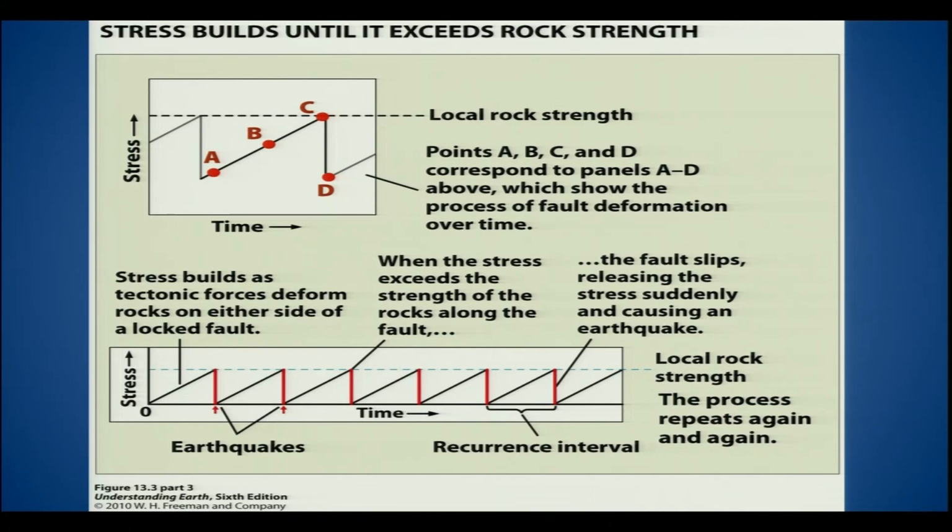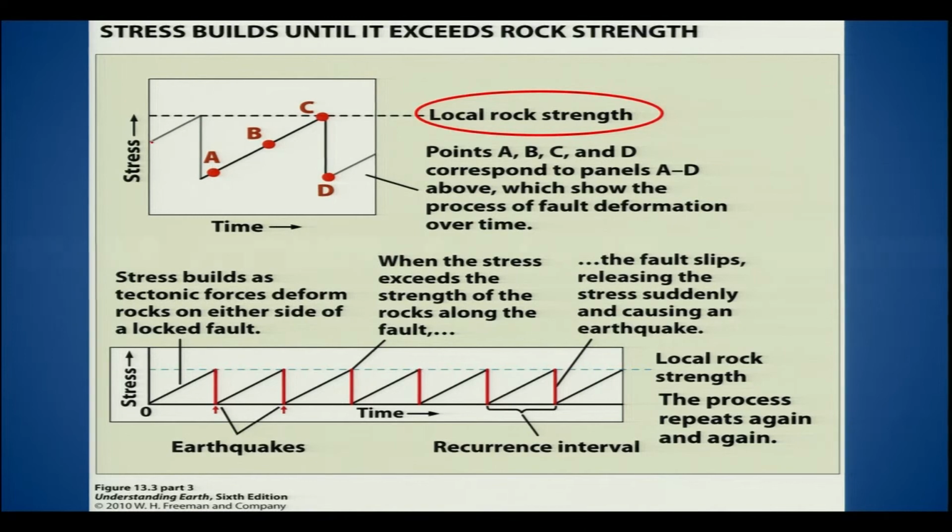So, this is what we have. You will see what we are trying to tell here. One is the local strength of the rock, if it remains the same. Over the time, what has been shown here, the points A, B, C and D correspond to panel AD. So, this is your AD above, which shows the process of faulting and deformation over the time.